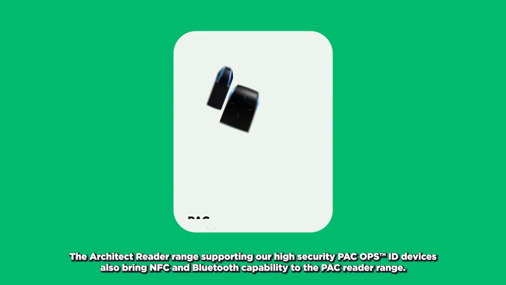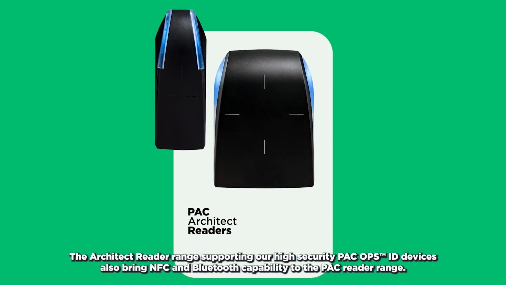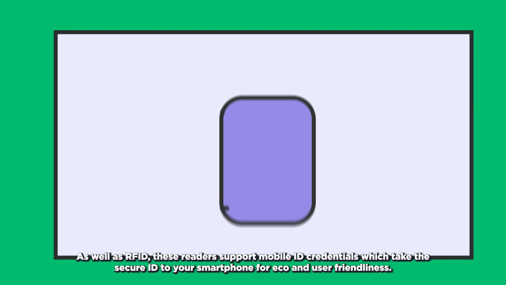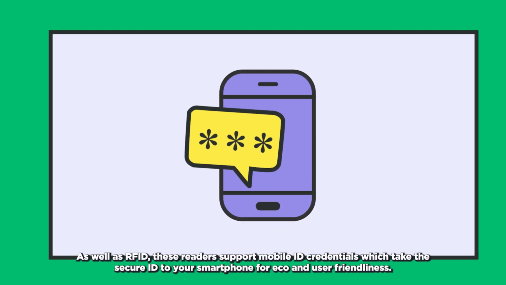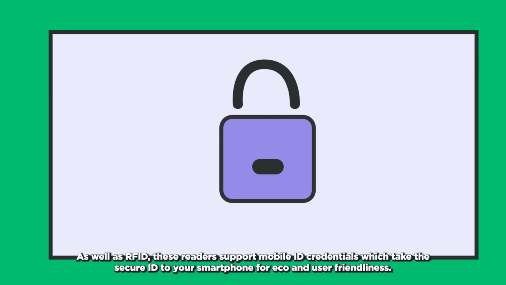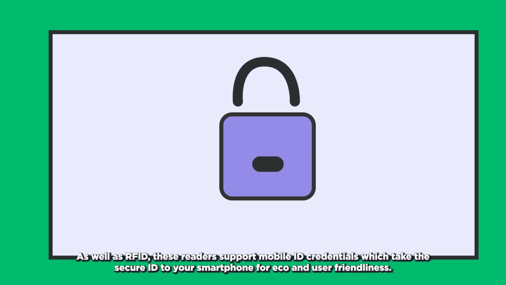The Architect reader range, supporting our high security PAC Ops ID devices, also brings NFC and Bluetooth capability to the PAC reader range. As well as RFID, these readers support mobile ID credentials, which take the secure ID to your smartphone for eco and user friendliness.